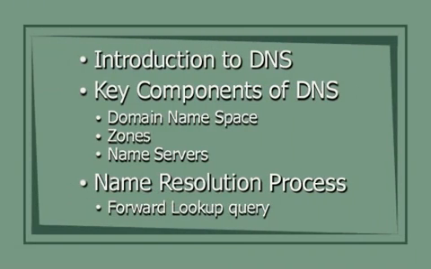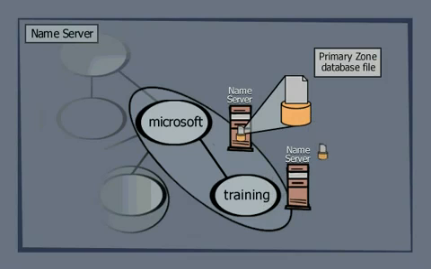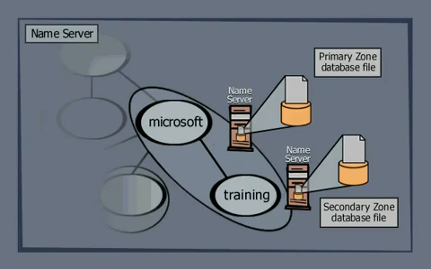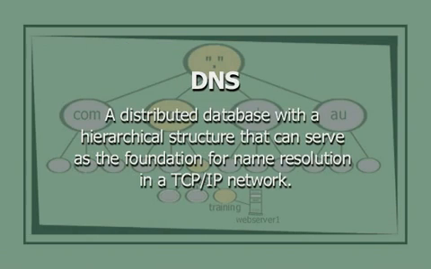DNS, or the Domain Name System, is an integral part of client-server communications in TCP/IP networks. The domain namespace may be divided into zones for administrative purposes. Name servers for each zone store either the primary zone database file or the secondary zone database files that contain the name to IP address data for that zone. Zone files are kept up to date by the zone transfer process. Name resolution is the process of resolving a fully qualified domain name to an IP address. DNS is a distributed database with a hierarchical structure that can serve as the foundation for name resolution in a TCP/IP network.